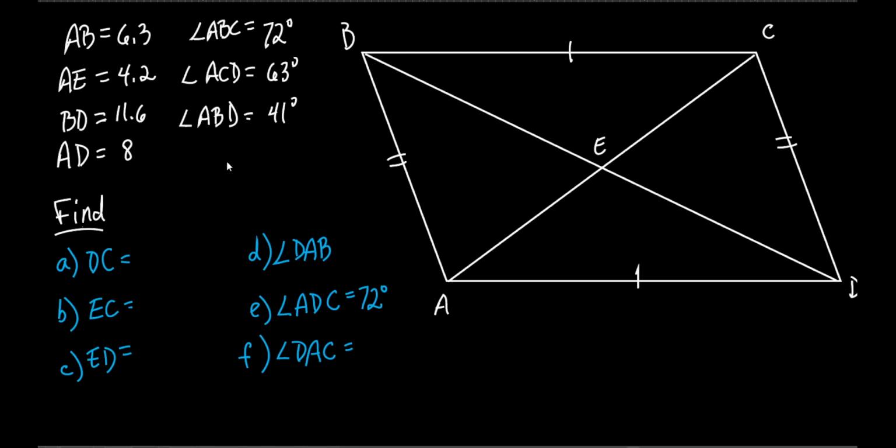Here we go. All right, ready? Let's mark some stuff. AB is 6.3. AE, where's AE? This little bit right here, that's 4.2.